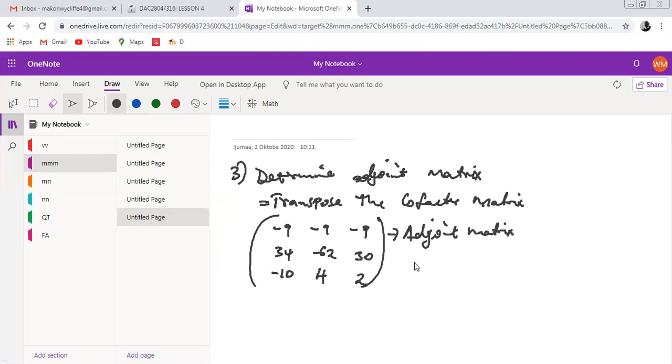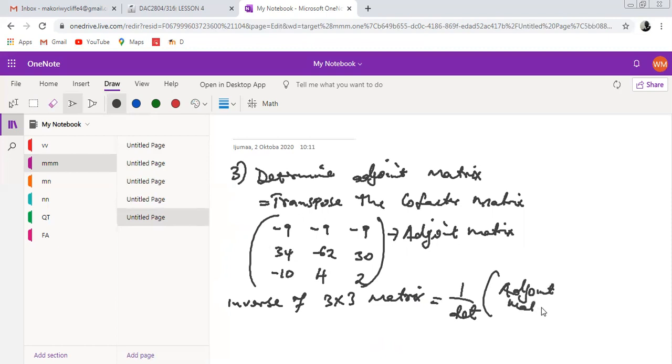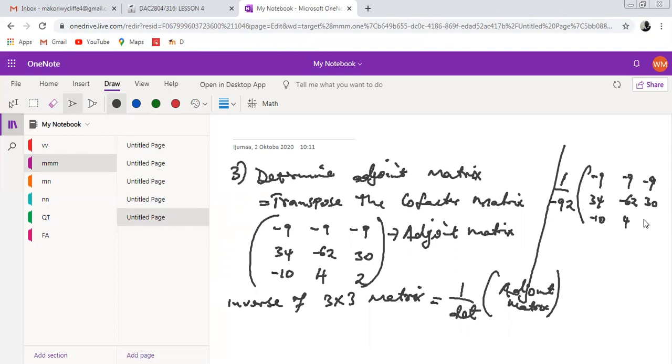So the inverse of a 3 by 3 matrix is normally equal to 1 over the determinant, then you multiply by the adjoint. In this case, our determinant was negative 92. So the inverse is going to be 1 over negative 92. Then you multiply by negative 9, negative 9, negative 9, 34, negative 62, 30. That is actually the inverse of that particular matrix.